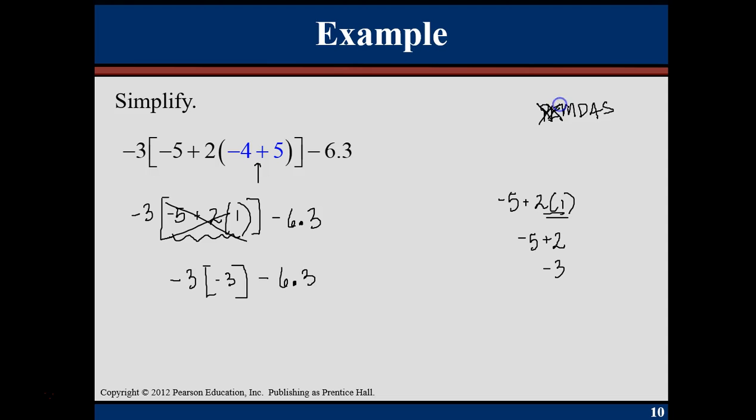Now that my parentheses and exponents are taken care of, I can do multiplication and division from left to right. Negative 3 times negative 3 is a positive 9. Finally, I can subtract. 9 minus 6.3 will leave me with 2.7.